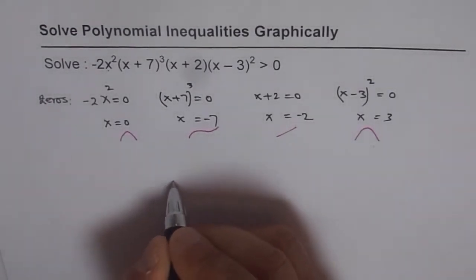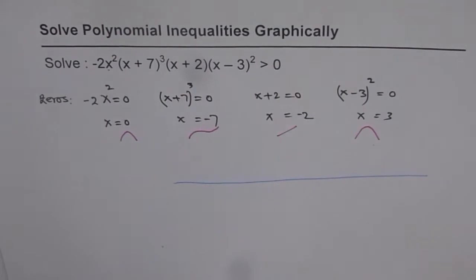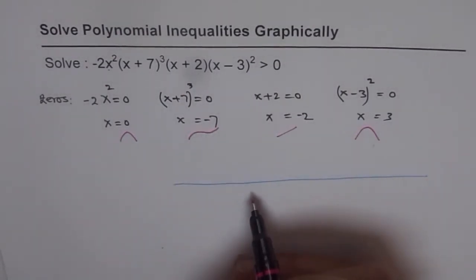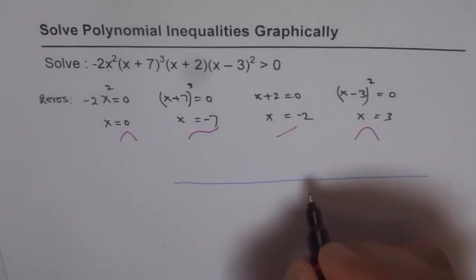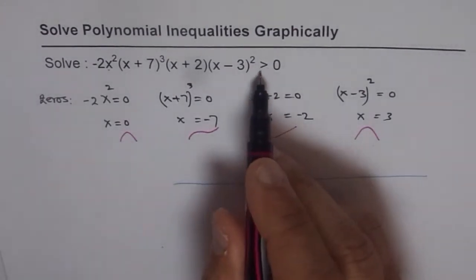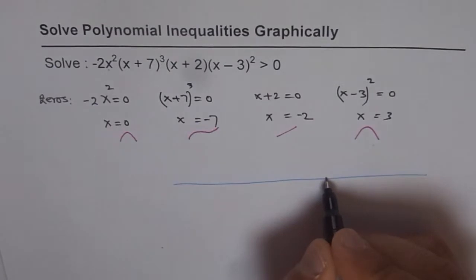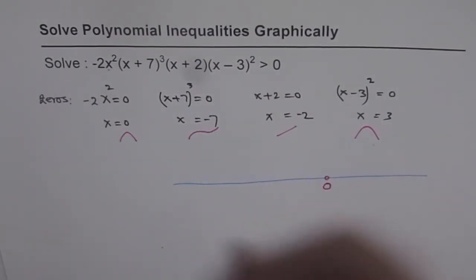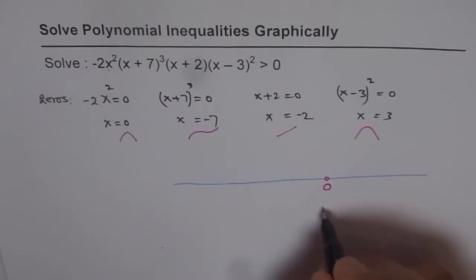So now let me plot, without wasting much time. Here is a simple example with a simple solution. The first zero we are looking at is 0. So it says greater than 0. That means it's a hole, right? So a hole at 0. And we know right here it will turn.